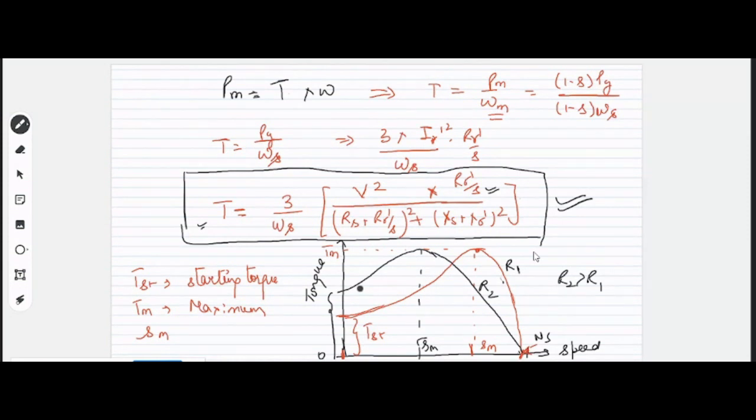Is this clear, bachcho? That is the reason why we use the wound rotor machines, right? In the wound rotor machines, we have the option to add on external resistance. Now with that external resistance, we can increase or decrease the starting torque, right? There could be applications where the starting torque may be variable, right? So in those applications, we will be going for wound rotor induction motor or slip ring induction motor, right? Is this clear, बच्चों? Yes, sir.